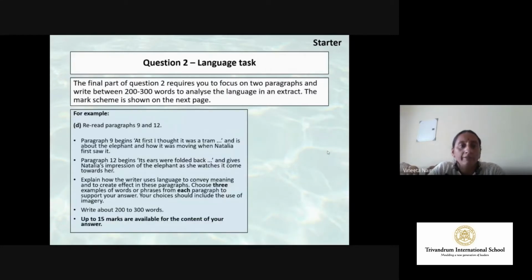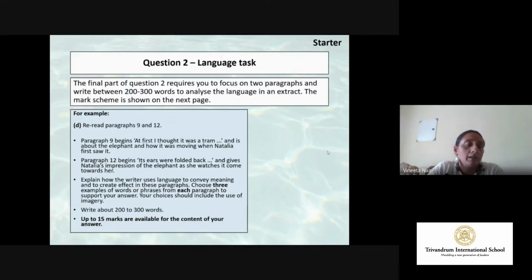Now, the final part of question 2 requires the students to focus on 2 paragraphs and write between 200 to 300 words to analyze the language in an extract. And the mark scheme, showing how the examiners award the marks to the students, is going to be shown on the next page of my slides.